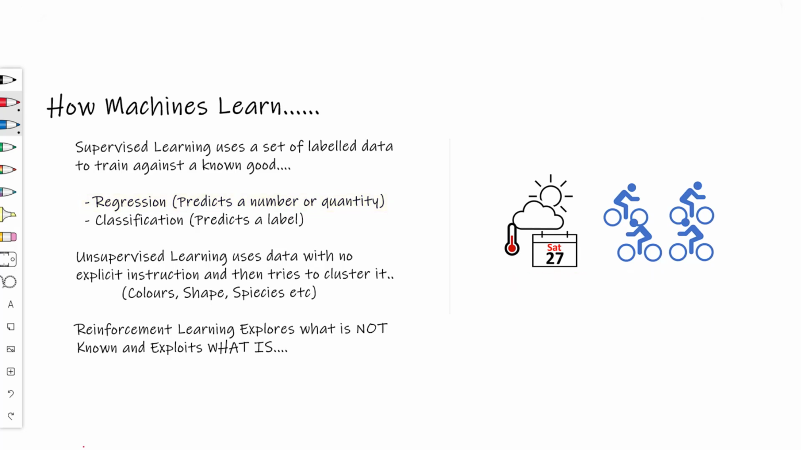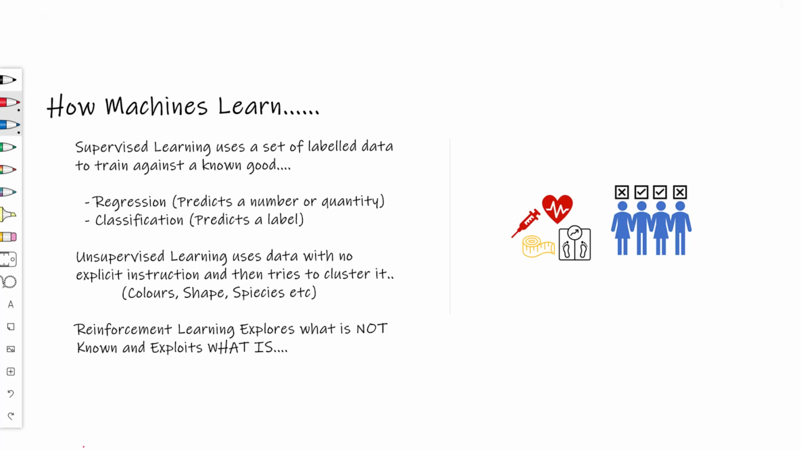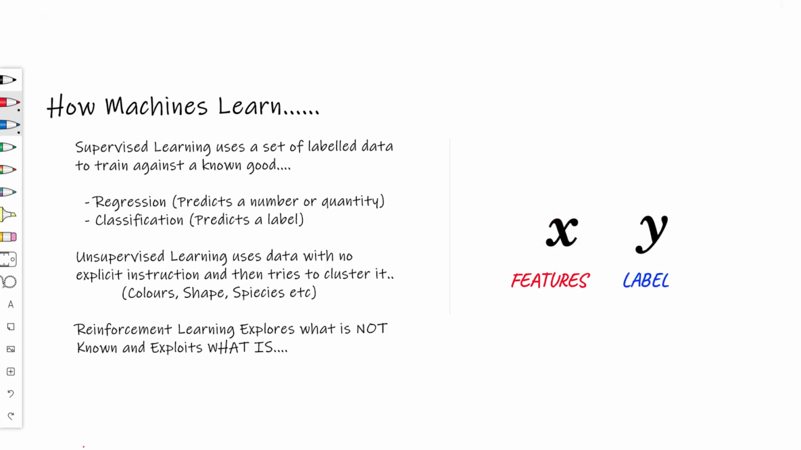Now let's look at another form of machine learning. This time, suppose a health clinic takes measurements from patients. This could include blood pressure, glucose level, weight, height, and so on. Additionally, each patient will be categorized as diabetic or not diabetic. The patient measurements are our features, and the classification of diabetic or not, that will be our label.